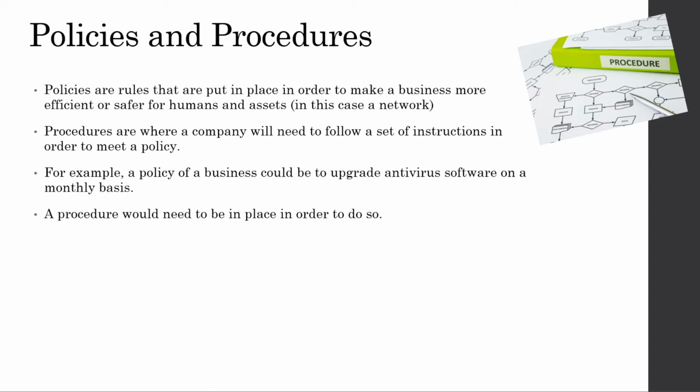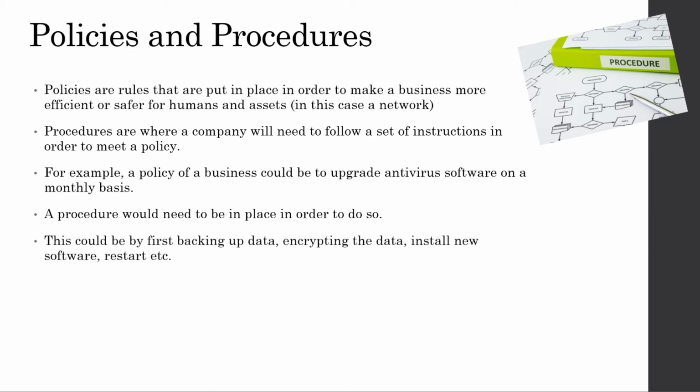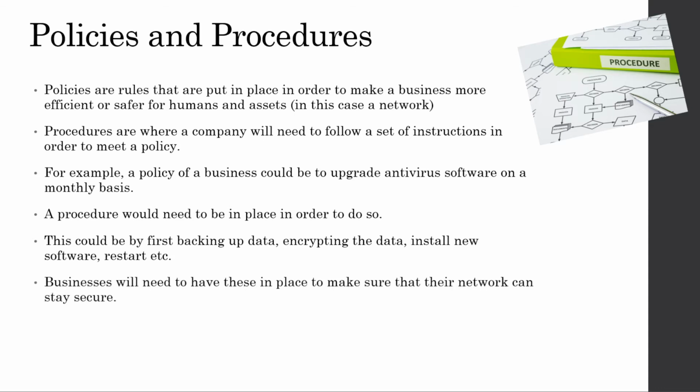It might be that you say, right, go on to McAfee's website, check if there's any new updates, ring McAfee and check for any new updates, manually install the updates. That would be a procedure, like how to actually do the policy that it's asked for. So that's the main difference. So, like I've put there, that's a bit of a different one. So it's backing up, then encrypting it, then installing new software, restart, etc. It's just a set of instructions that you follow, essentially.